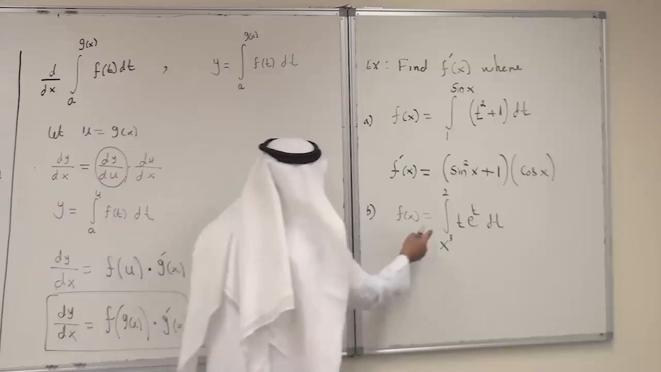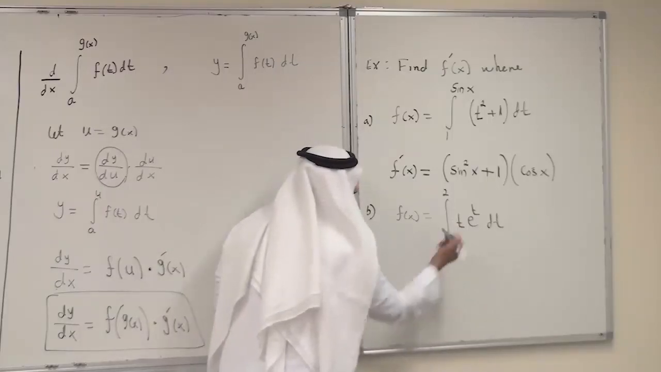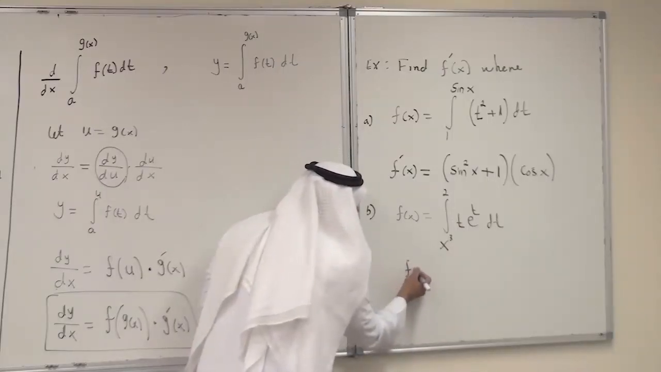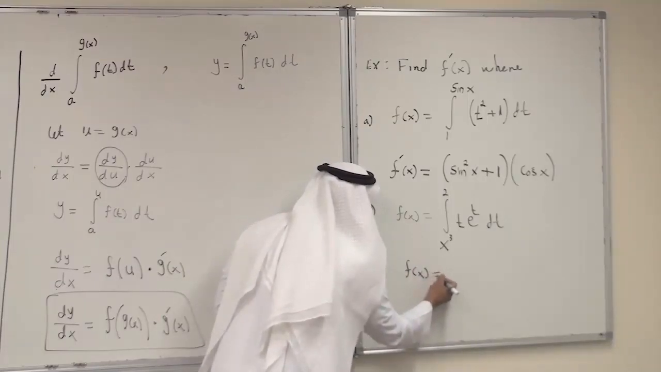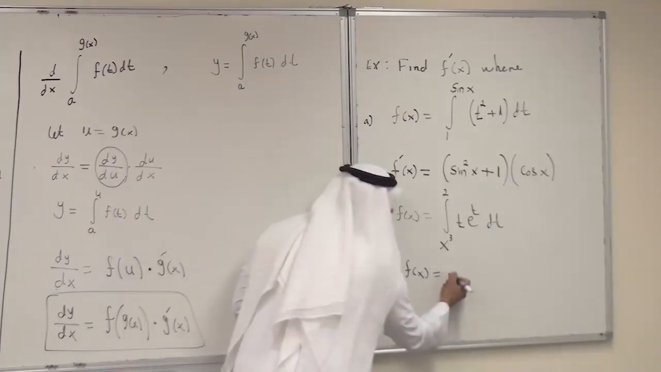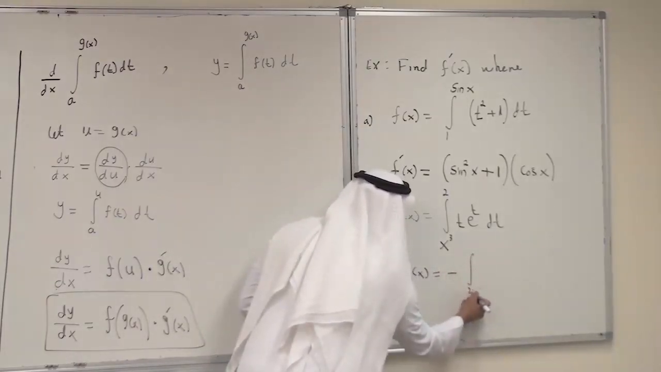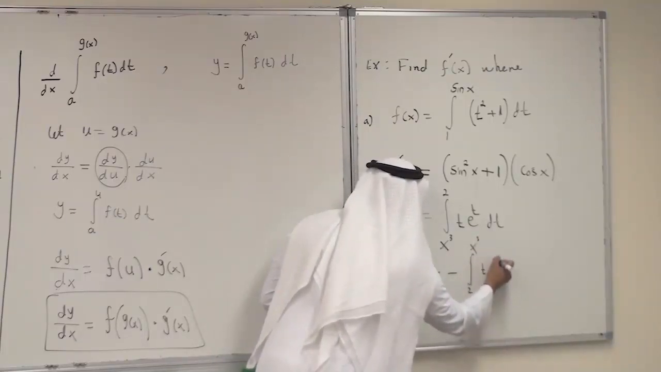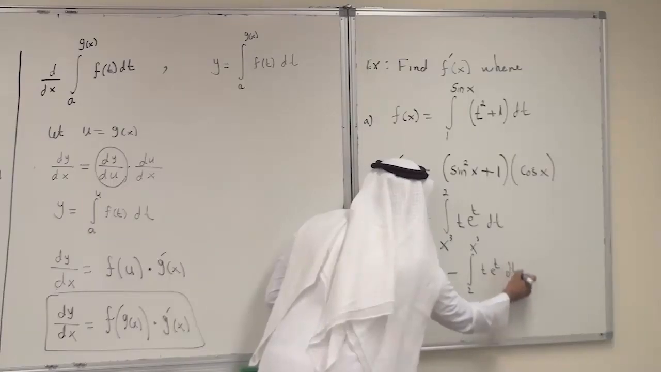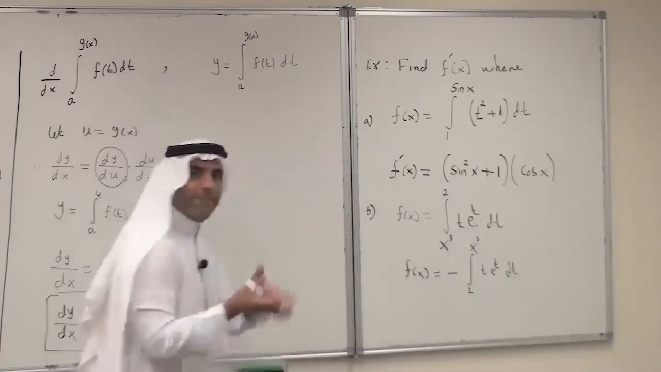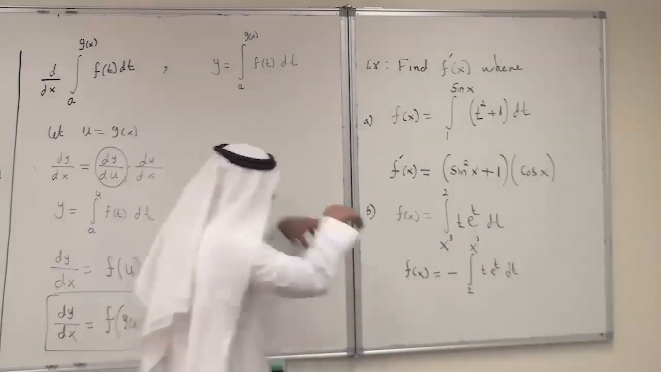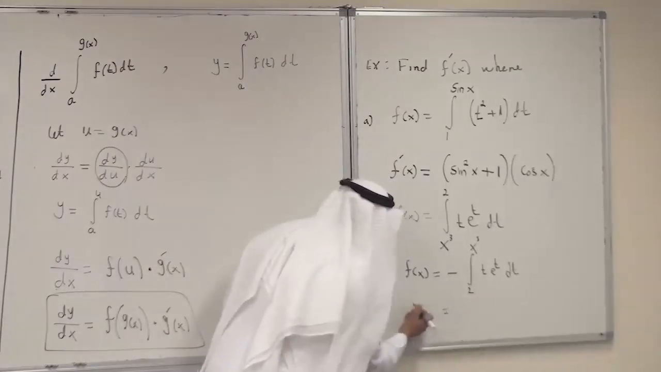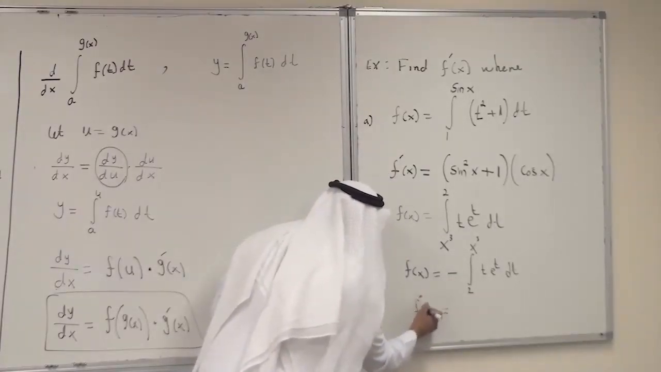Now, we have the function appearing downstairs. So what should we do as before? We need to rewrite the function by using the properties of integrals. It will be minus the integral from 2 to x cubed of t e to the power t dt. Then we apply the fundamental theorem of calculus together with the chain rule to get the derivative of the function, f prime of x.